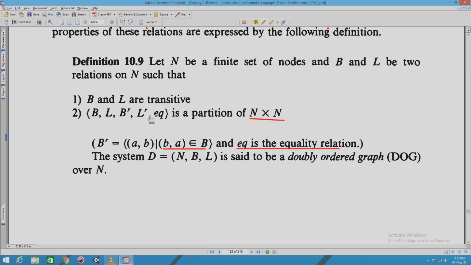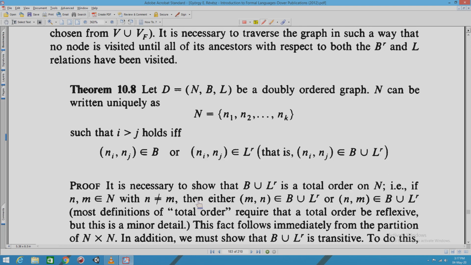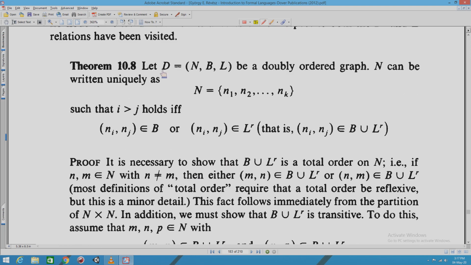So any pair can belong to any one of them, not a combination of two. So it will belong to any one of these groups, right? So if these two conditions are there, then the system D is defined as a system which contains N, meaning a set of nodes, and B and L, meaning below and left groups. So the combination of N, B, L forms a graph which is called a doubly ordered graph, DOG. So a doubly ordered graph is a combination of a set of nodes and B and L, right? Hope you understand the meaning of DOG.